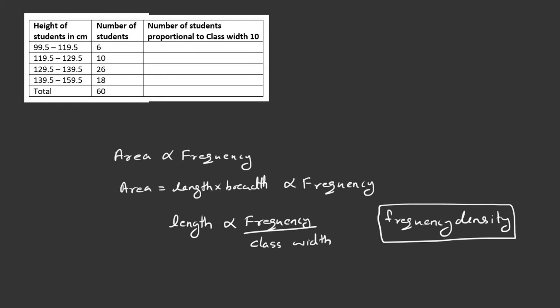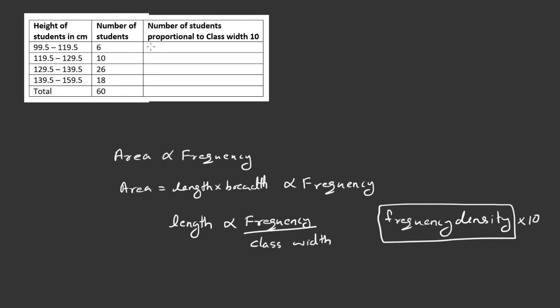To make it proportional to an equal class width, just multiply the frequency density by the class width. So if I want to make it proportional to the class width of 10, then I have to multiply this frequency density by 10. Frequency density is frequency divided by class width. To make it proportional to a class width of 10, I multiply by 10. That is the class width I choose here.